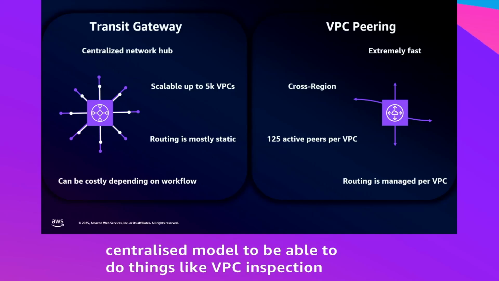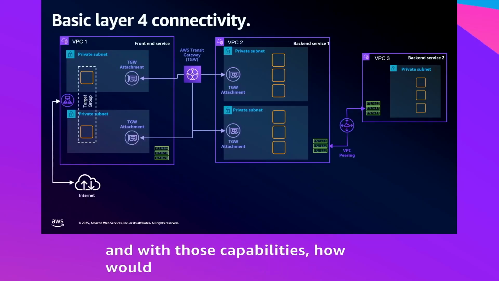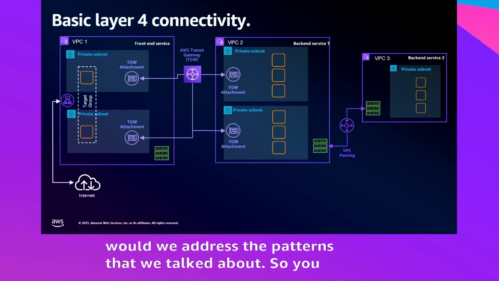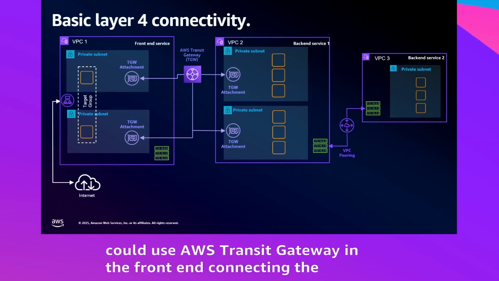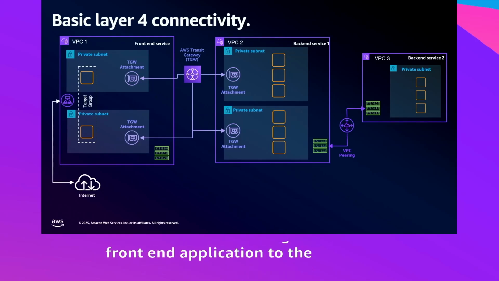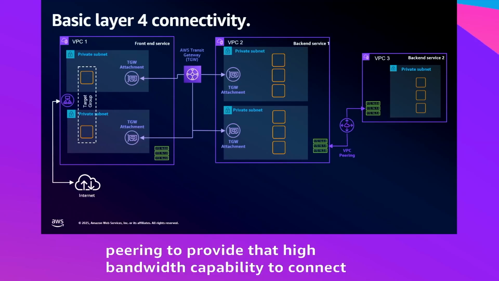And with those capabilities, how would we address the patterns that we talked about? So you could use AWS Transit Gateway, connecting the front end application to the back end, and you can use VPC peering to provide that high bandwidth capability to connect up to the database.